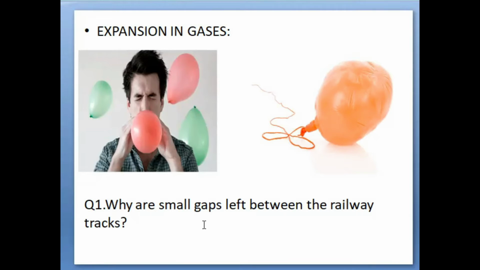Answer. Small gaps are left between the railway tracks because in summer, when the temperature is high, the metal tracks expand. If the gaps are not left, the track will deform at joints. I will repeat the answer. Small gaps are left between the railway tracks because in summer, when the temperature is high, the metal tracks expand. If the gaps are not left, the track will deform at joints.